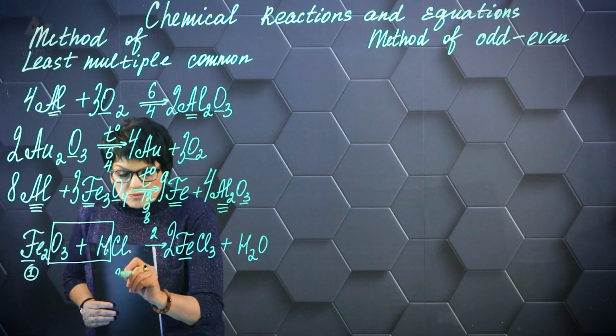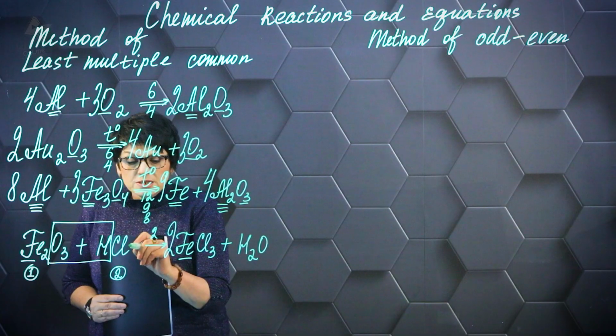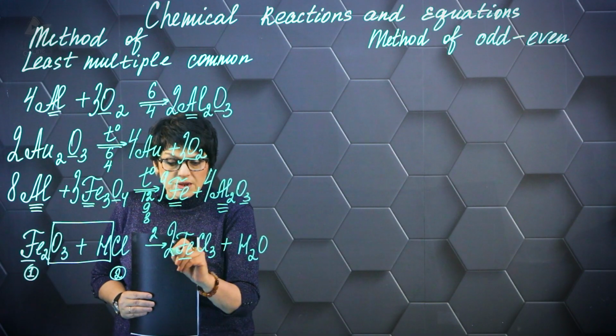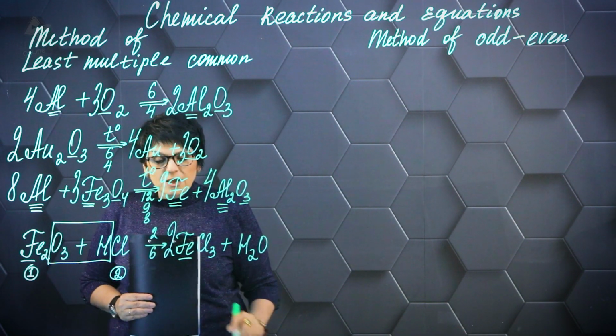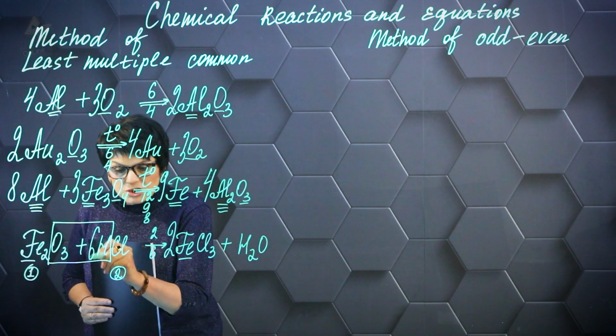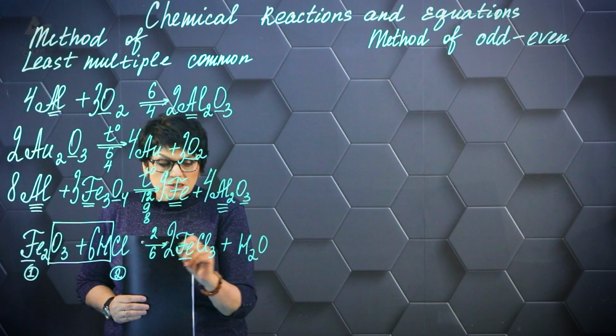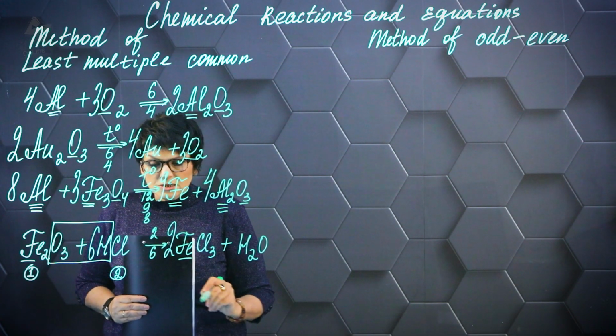Let's move on. Next, we'll balance the chlorine element, which is outside the frame on the right. So on the left side it's 1, and on the right side it became 6. Write down the multiple here. Divide 6 by 1, you will get 6. We are setting the coefficient at 6 in front of HCl. Now we divide 6 by 3, the 2 is still present.